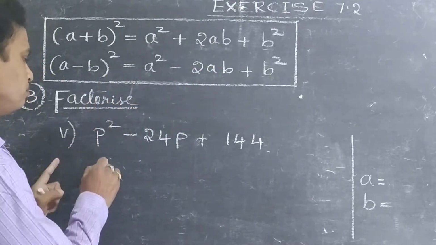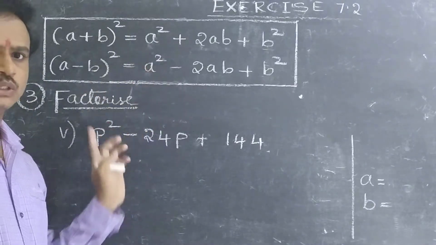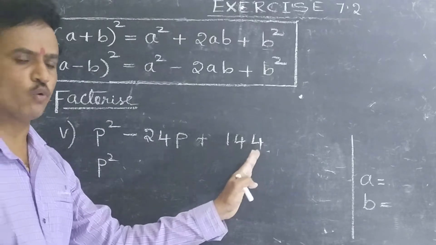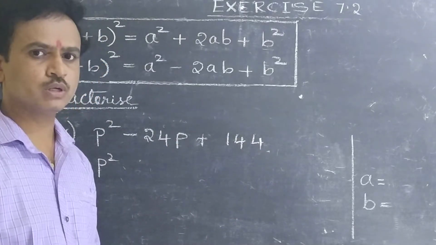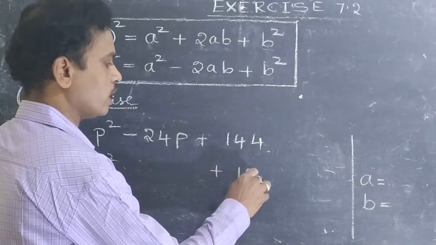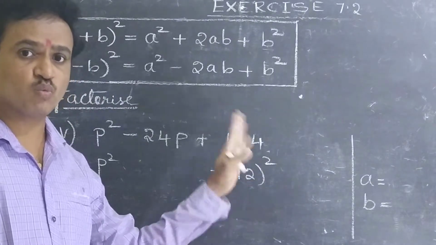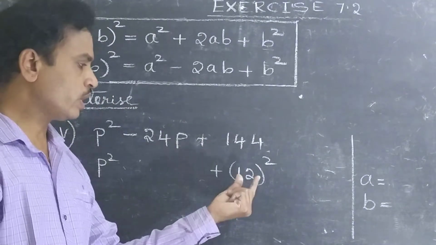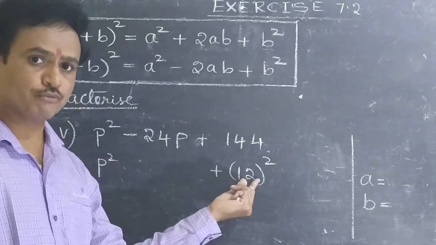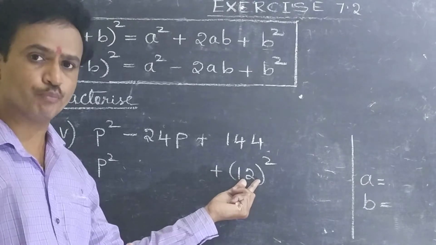The first term p square is already in a square form. The last term 144 is a perfect square number, so how to write it in 12 square exponential form? 12 12s are 144. Now this will become the b square form. After finding this, we should see what is the value of a and what is the value of b.